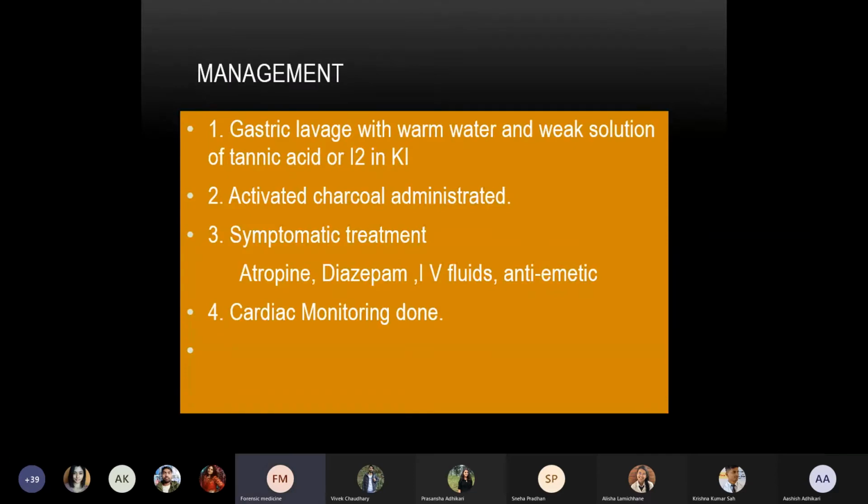Management. Stomach wash should be done using warm water and weak solution of tannic acid. Either you can use this one or you can use iodine in potassium iodide. And after stomach wash is done, activated charcoal should be introduced into the stomach, which will prevent further absorption of the poison. And the next one is supportive and symptomatic treatment. So atropine should be given if there is decreased heart rate, diazepam for fits, and IV fluid and antiemetic should be given in the case of nausea and vomiting. And besides that, we should constantly monitor the cardiac status.